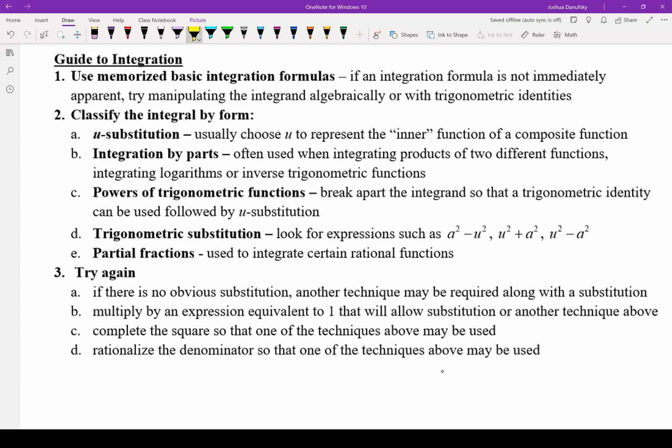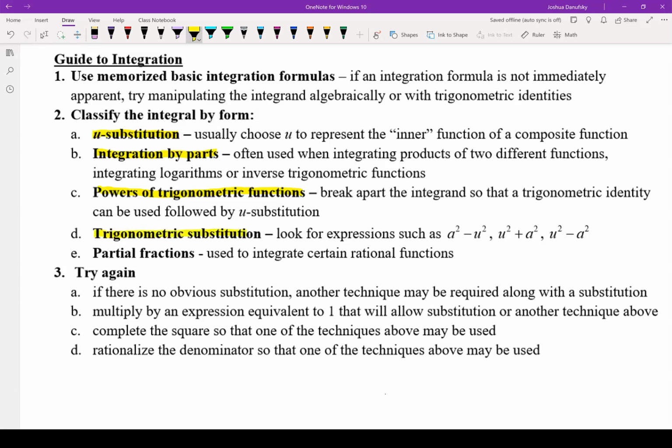From there, you want to classify the integral by form. Look for u substitution. We usually choose u to represent the inner function of a composite function. Integration by parts, which is used for integrating certain products of two functions, and is often used for integrating logarithms and inverse trigonometric functions. We're going to look for powers of trigonometric functions, in which we'll rewrite the integrand in such a way so we can use trigonometric identities and u substitution.